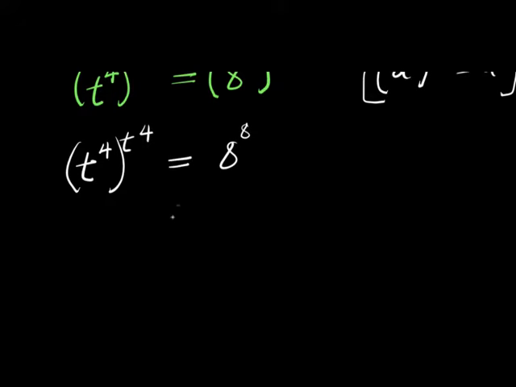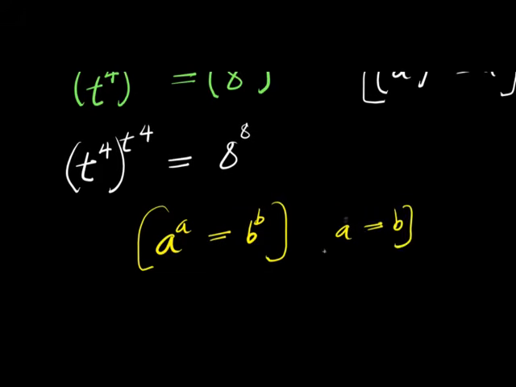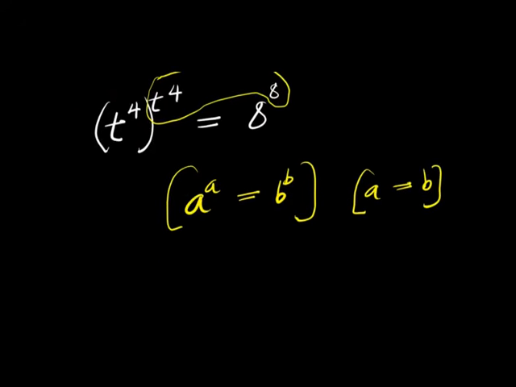Now, let's get back to that identity. If you have a to the power of a, and this equals b to the power of b, this means that a equals b. So going by that identity, I can equate this. I can easily say that t to the power of 4 equals 8.